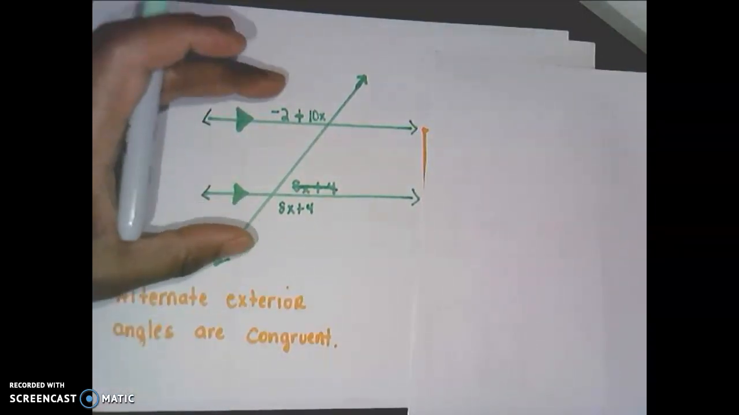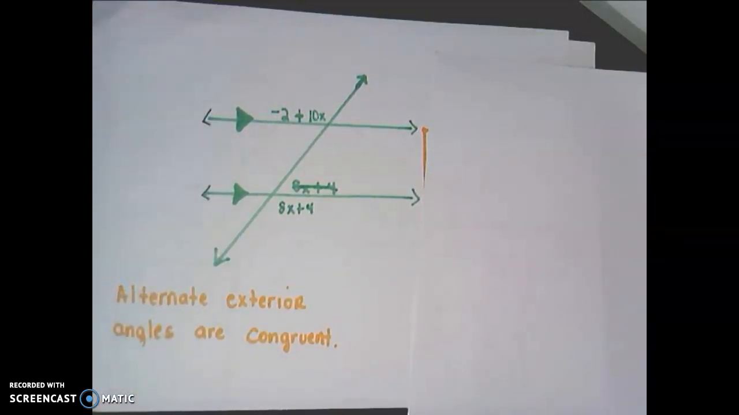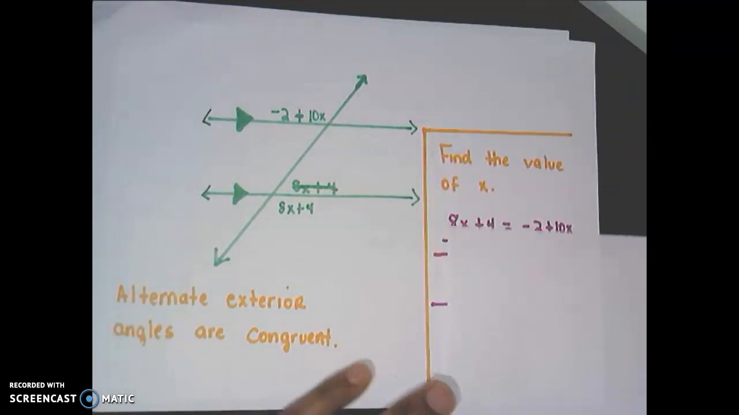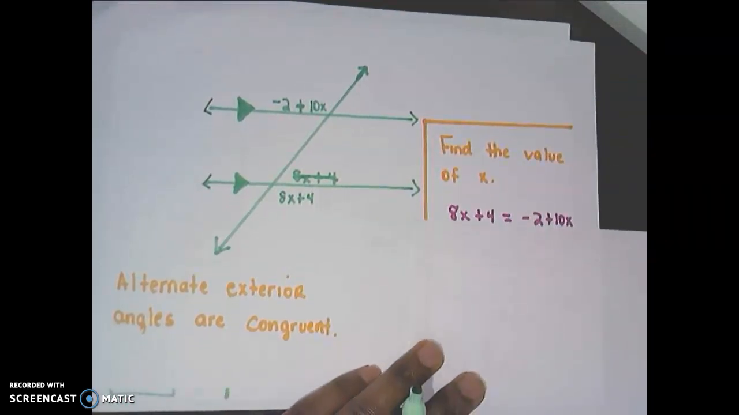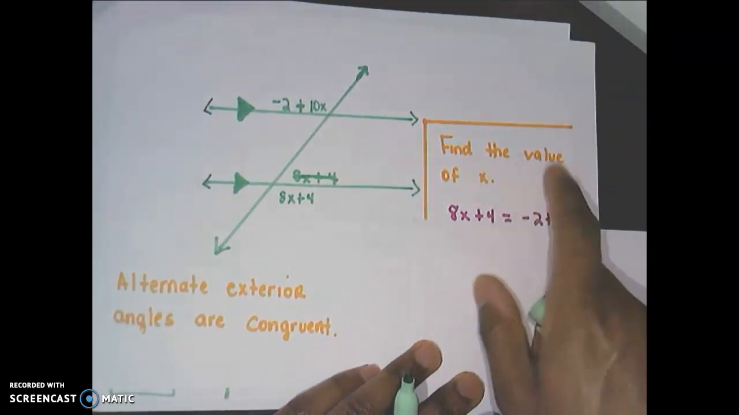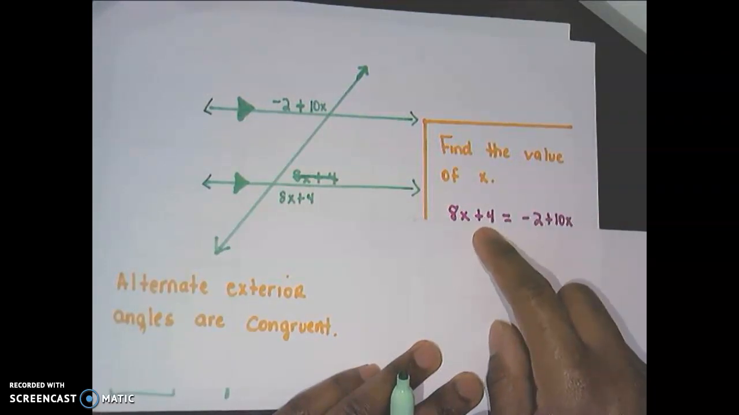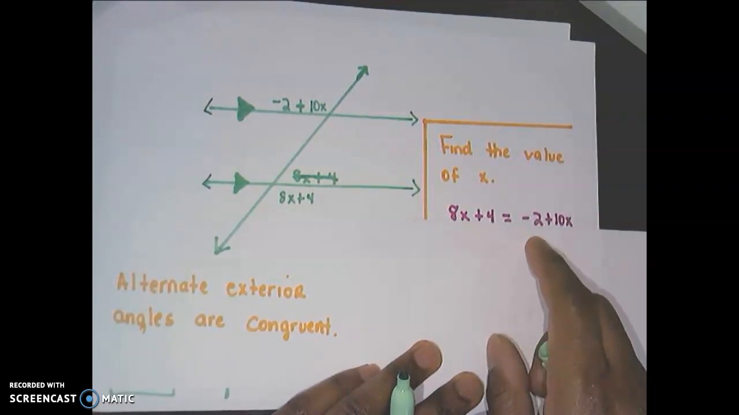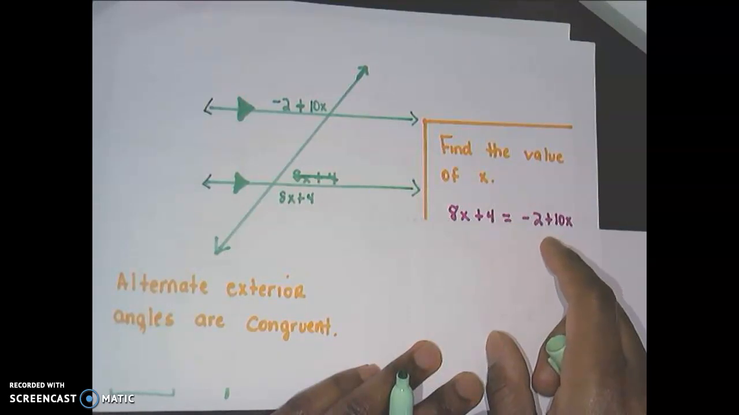So since the angles are outside the parallel lines, we know they're going to be exterior angles, and they are on opposite sides of the transversal line. So they're going to be alternate exterior angles, and those angles are going to be congruent as well. So we can set up our equation. We know that we want to find the value of x, so we know that x plus 4 is equal to negative 2 plus 10x.